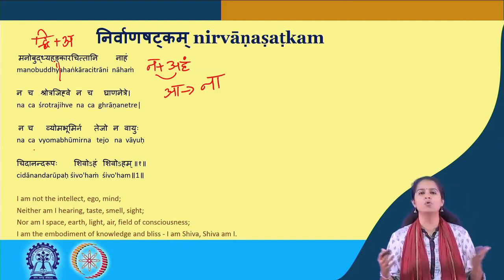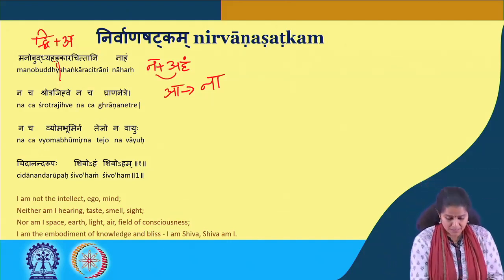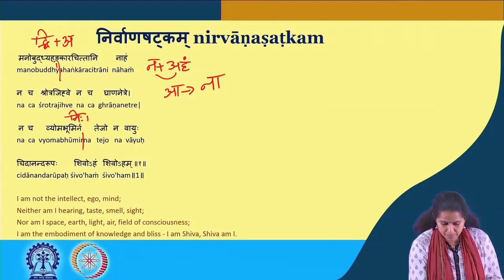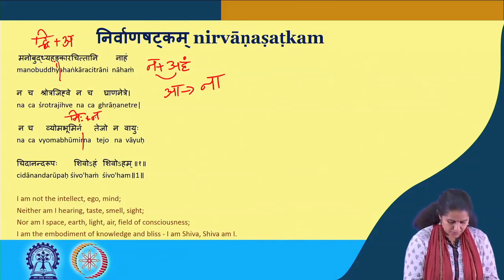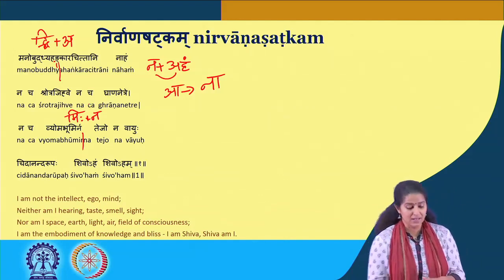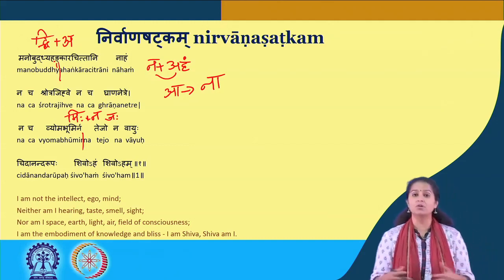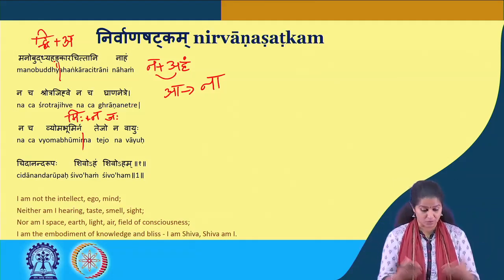Next, nacha vyoma bhumihi. I am not the space, nor am I this earth. Vyoma bhumir na. Here we have the visarga sandhi: bhumihi plus na becomes bhumirna. Tejo, remember tejo would become tejaha. So I am not the space, nor am I the earth, I am not the fire, na vayu, I am not the wind either, or air.